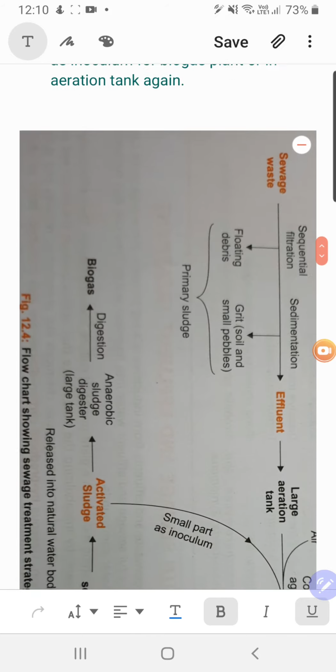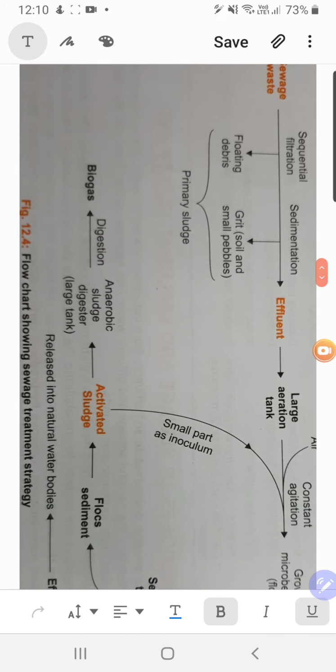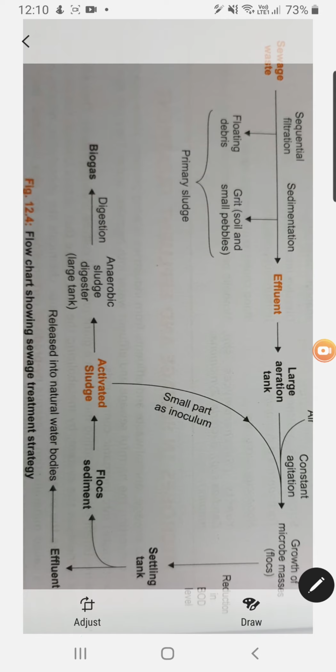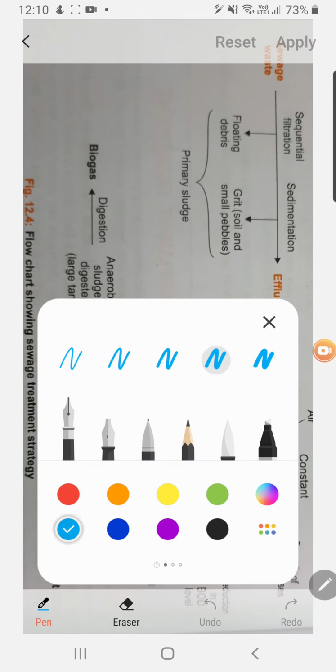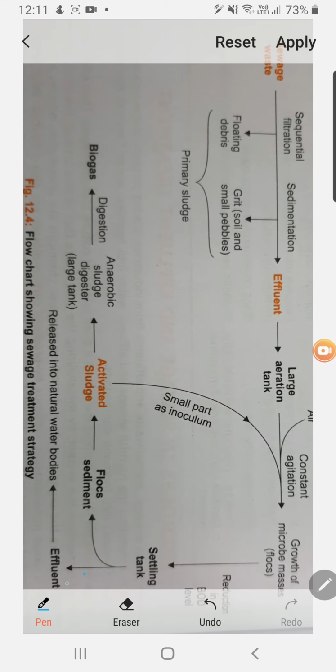I have added a picture here. If you can see, this is the picture from Balaji. If you have it, you must be knowing about this picture, but those who don't have, that's why I have added it here.